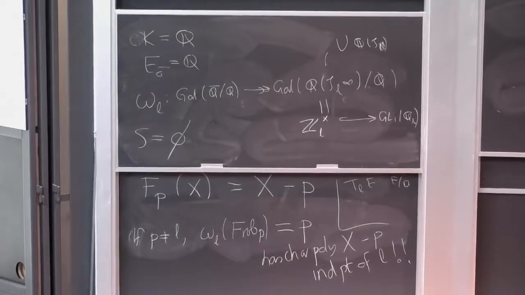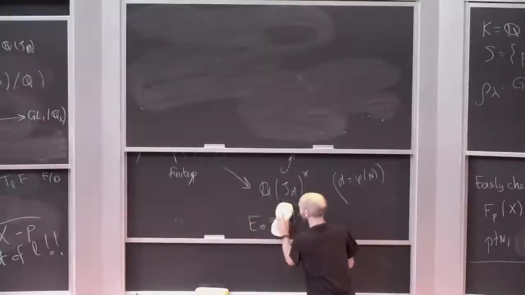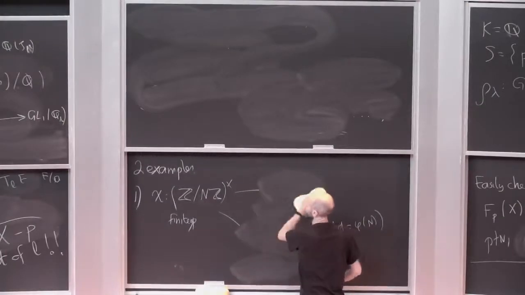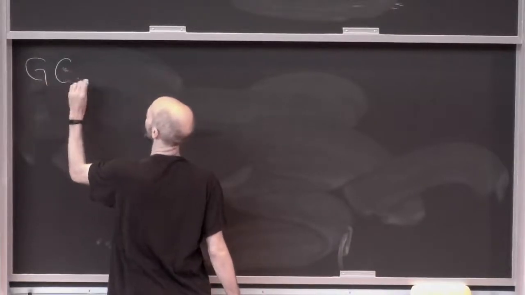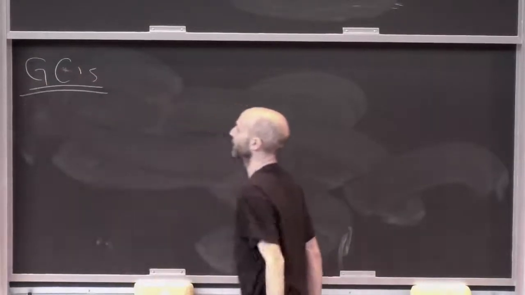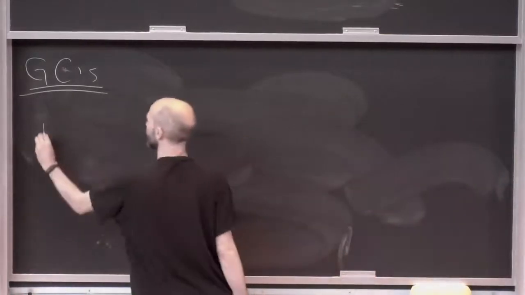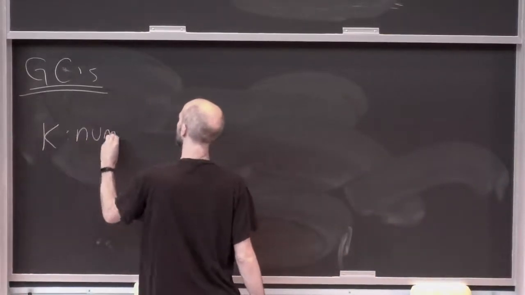And the second thing I'm going to prove is that Grössencharacters are not scary. So here's the second theorem of the day. Remember Grössencharacters. I'm just going to go with GCs, so I don't have to worry about strange German letters. Grössencharacters. So here's the idea: K is some number field.